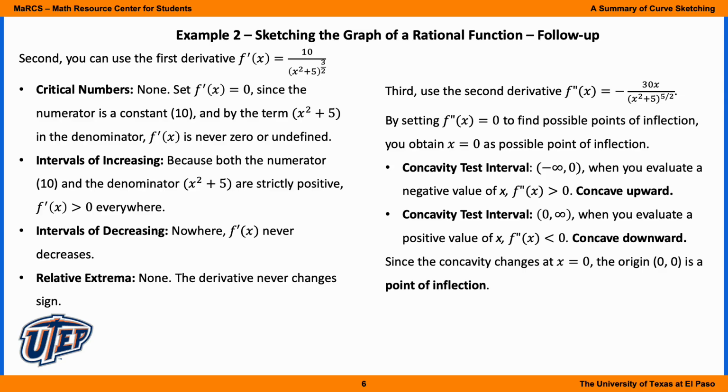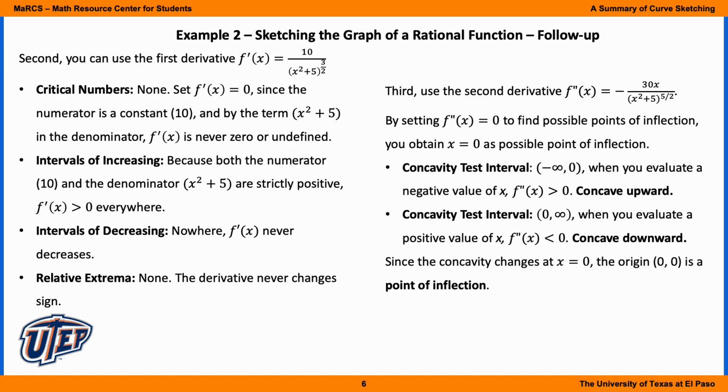Now for our intervals of increasing, because both the numerator, 10, and the denominator, x squared plus 5, are strictly positive, then f prime of x is positive everywhere on the interval. So it is always greater than 0. As a result, we will get no intervals of decreasing because f prime of x is never negative. Now for our relative extrema, we will have none because the derivative never changes sign.